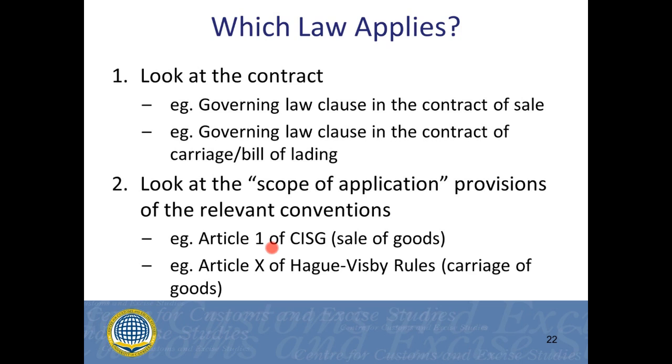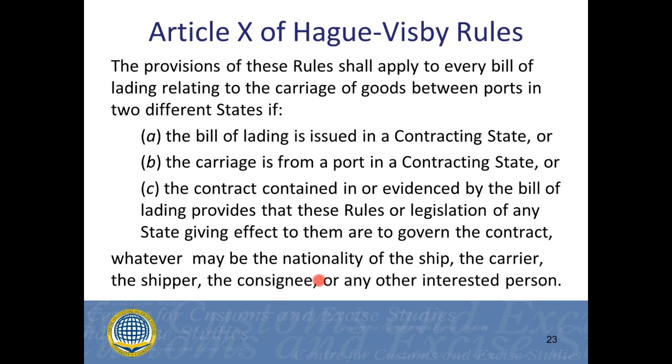In relation to carriage of goods by sea, for example, we can look at Hague and Visby rules or any other convention. I just provided an example here that in Hague-Visby rules, it is Article 10. This deals with carriage of goods and the governing law, applicable law. And this is what Article 10 of the Hague and Visby rules actually says.